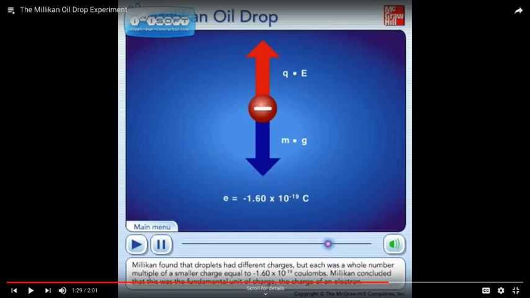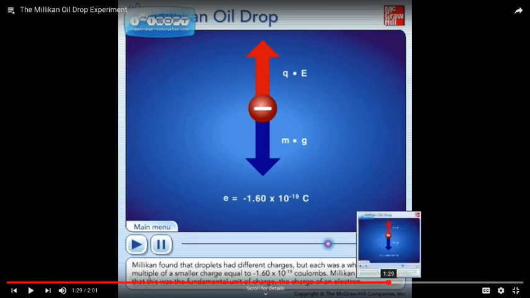What it turns out is some of them had 1 electron on them, some had 2, some had 3 or 4. But if he took all of these charges, he found that they were multiples of the same number. And that's the charge on a single electron. And then using Thomson's ratio and the charge, he could figure out the mass.